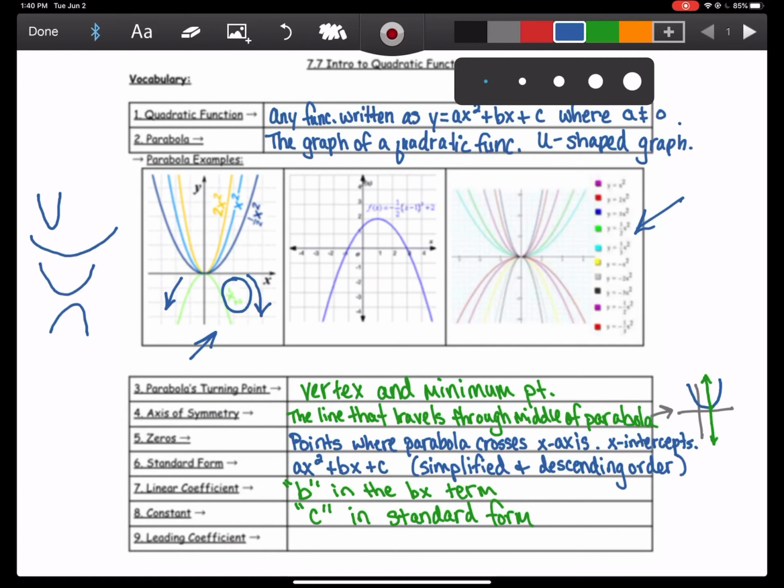Let's switch back to blue. And then we have leading coefficient. So the leading coefficient is actually the a in standard form. And that's about the shortest way I can describe it. The longer way to describe it would be the first coefficient of the polynomial or quadratic when it's been written in standard form. So we can write part of that. Let's write the first coefficient.